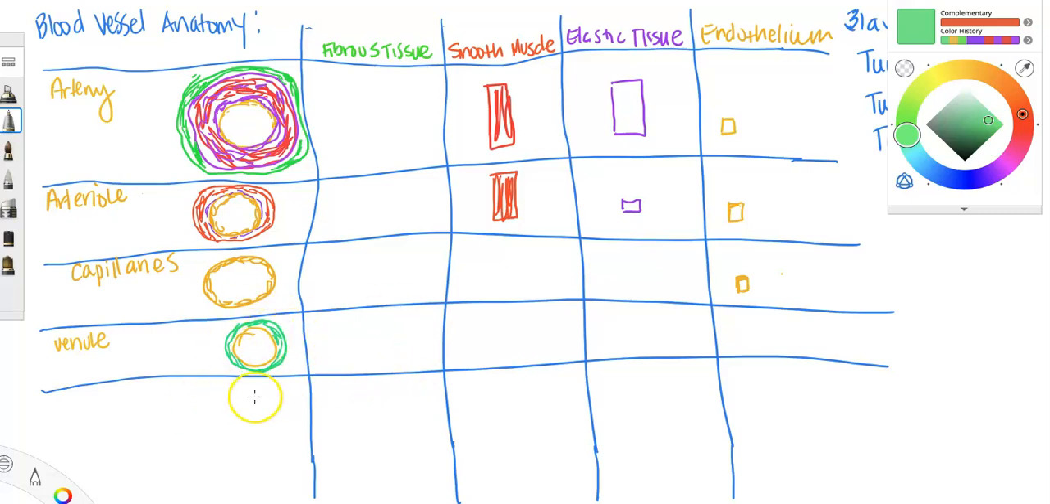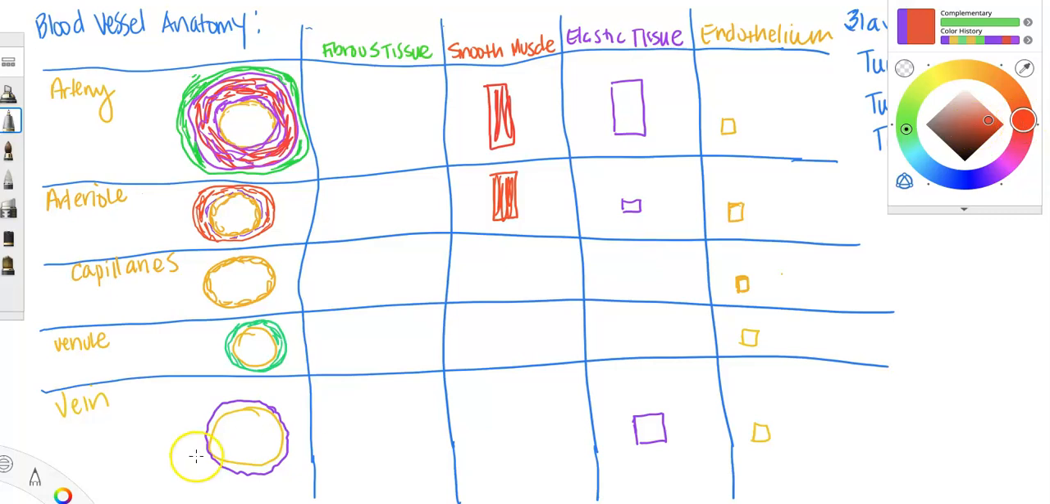The venules empty into veins, which of course start with an endothelial layer, and again, always the same for every vessel, the endothelial layer. It also has a little bit of elastic tissue around it. Not a lot, not as much as a capillary or an artery, but it does have some. It should be able to stretch a little bit.